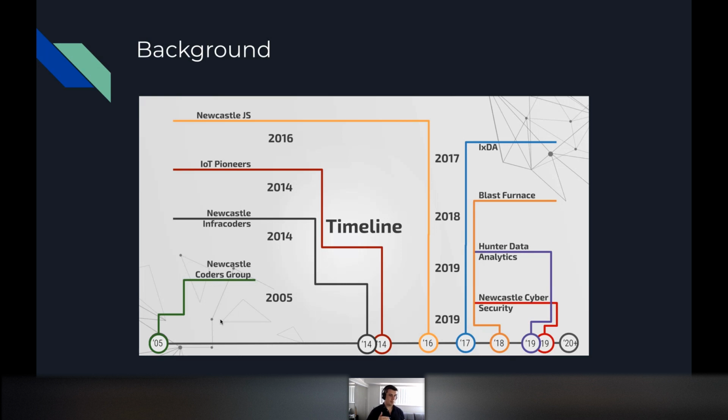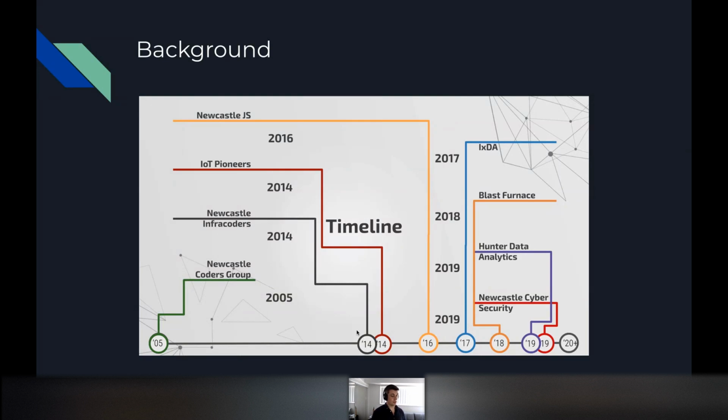But you can almost see the meetups popping up in response to tech changes in the landscape. Around 2014, you got IT and InfraCoders, which was all the movement to cloud. Then around 2016 there was a new JavaScript framework every three months. It was around the 2016 Newcastle JS timeframe that I started getting involved in meetups.